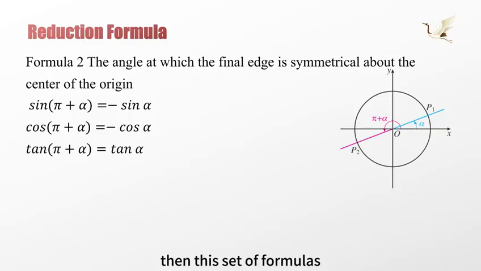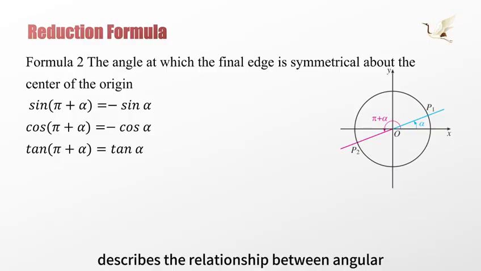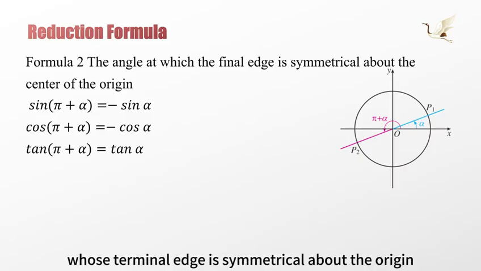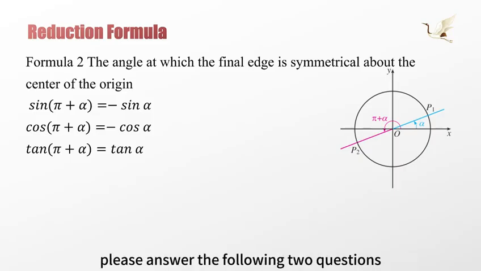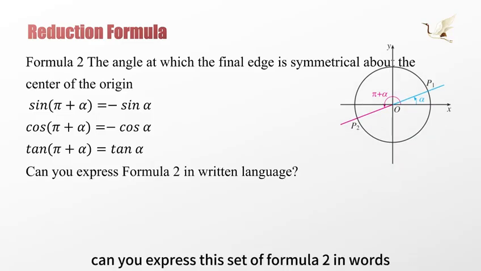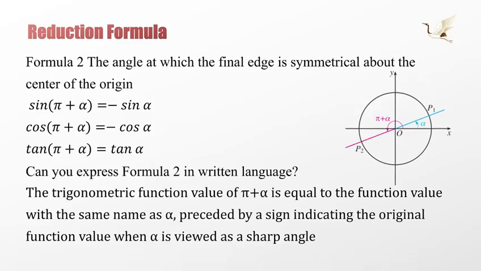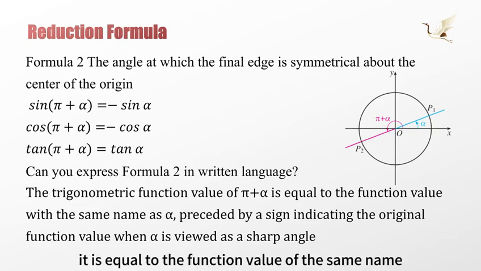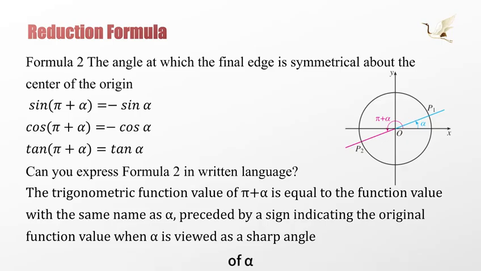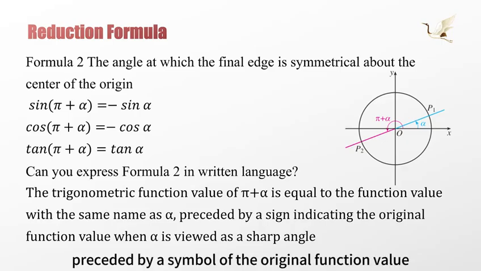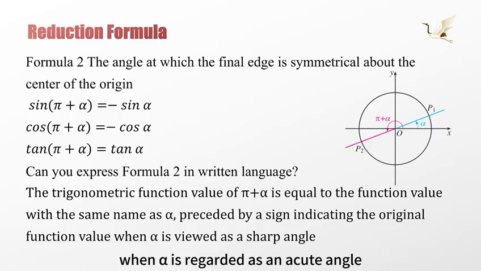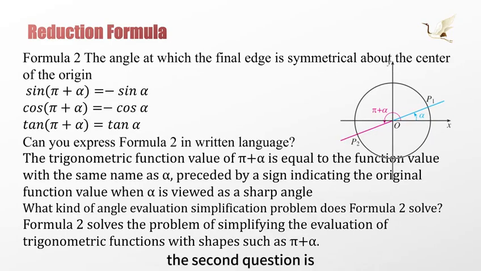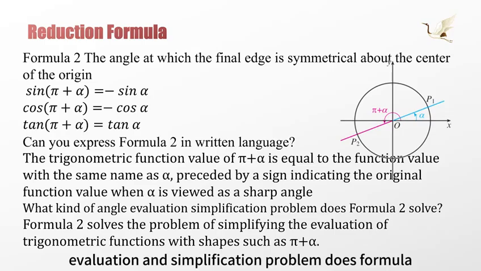This set of formulas describes the relationship between trigonometric functions of angles whose terminal edges are symmetrical about the origin. Please answer the following two questions. Can you express this set of Formula 2 in words? For the trigonometric function value of the angle π plus alpha, it is equal to the function value of the same name of alpha, preceded by the sign of the original function value when alpha is regarded as an acute angle.